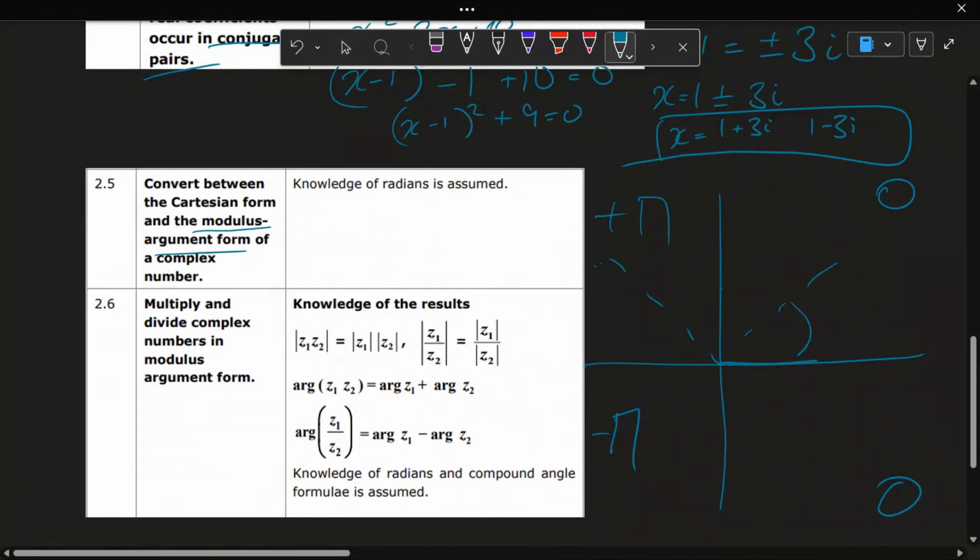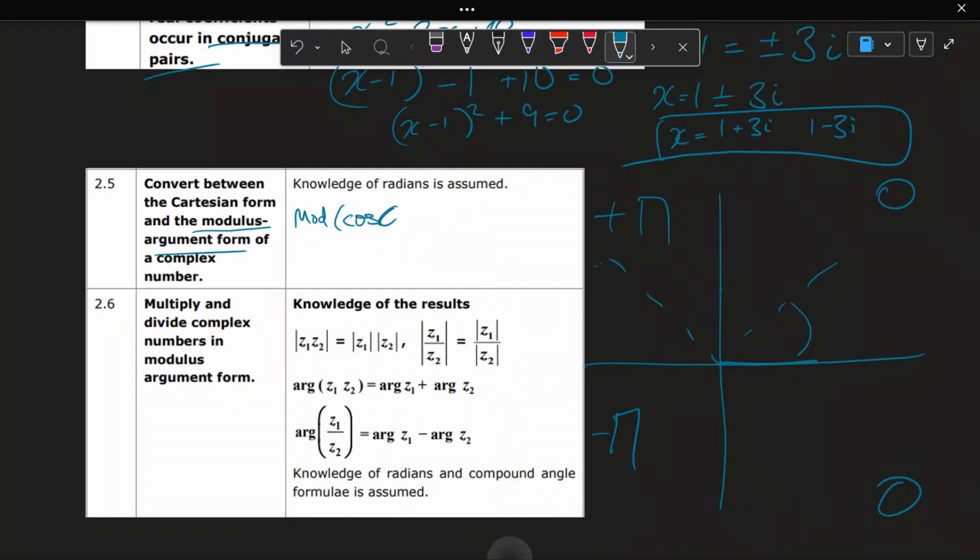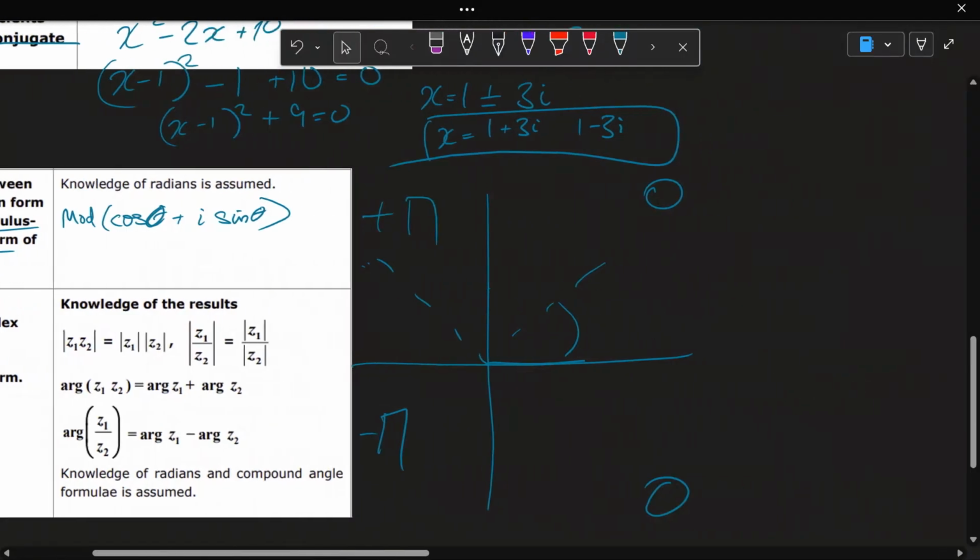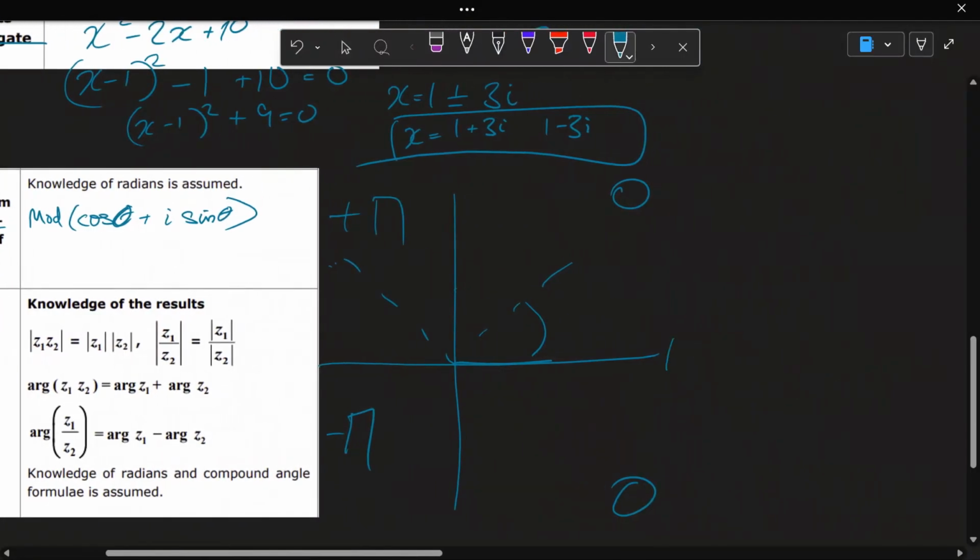This just introduces us to a different form of writing complex numbers, and this will be your modulus times cos theta, so your angle, your argument, plus i sine theta. Now this works because I'll show you on my Argand diagram here. So you've got the real axis, your x-axis, and your imaginary axis. When you're drawing your complex number, let's just use our earlier example, 1 plus 3i.